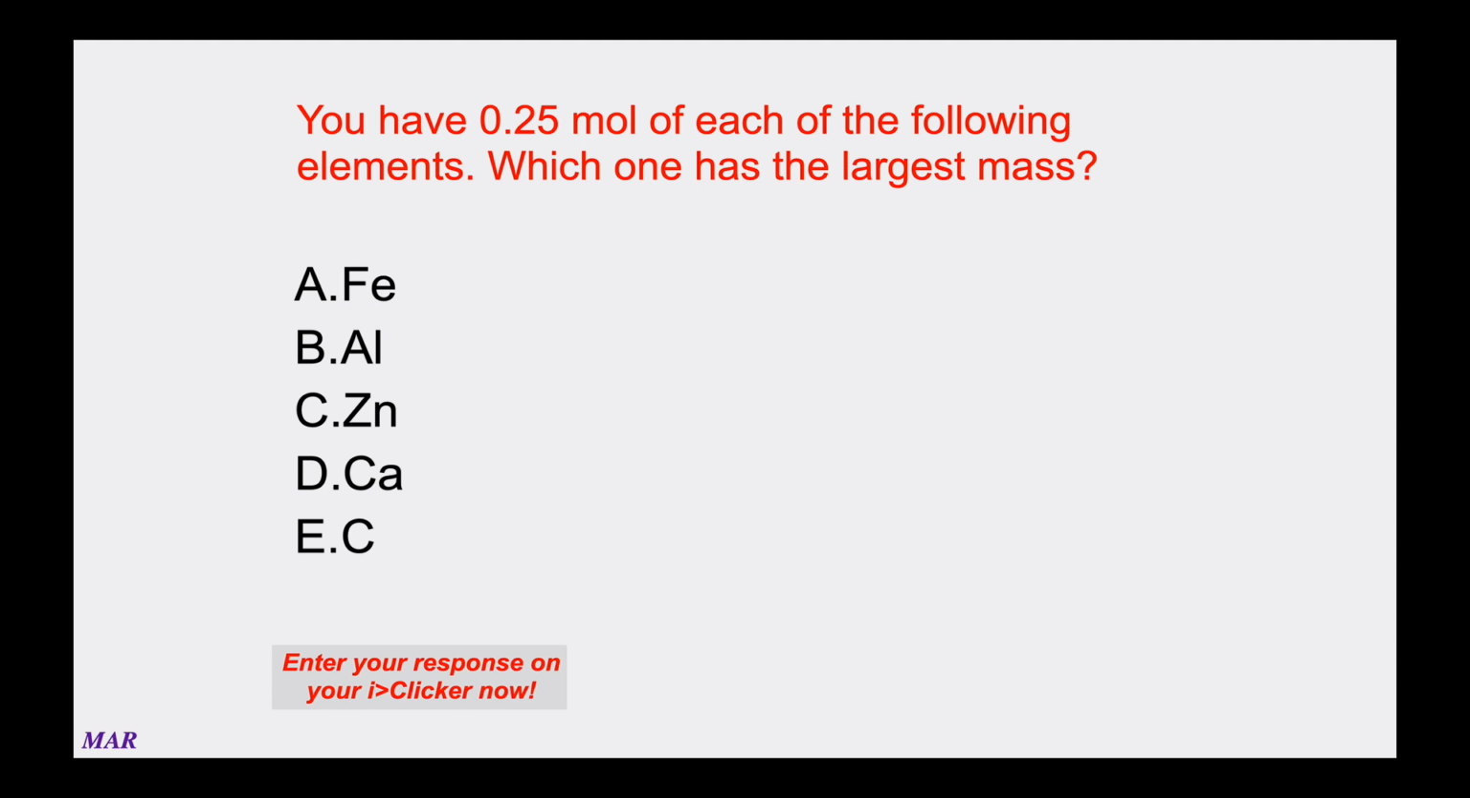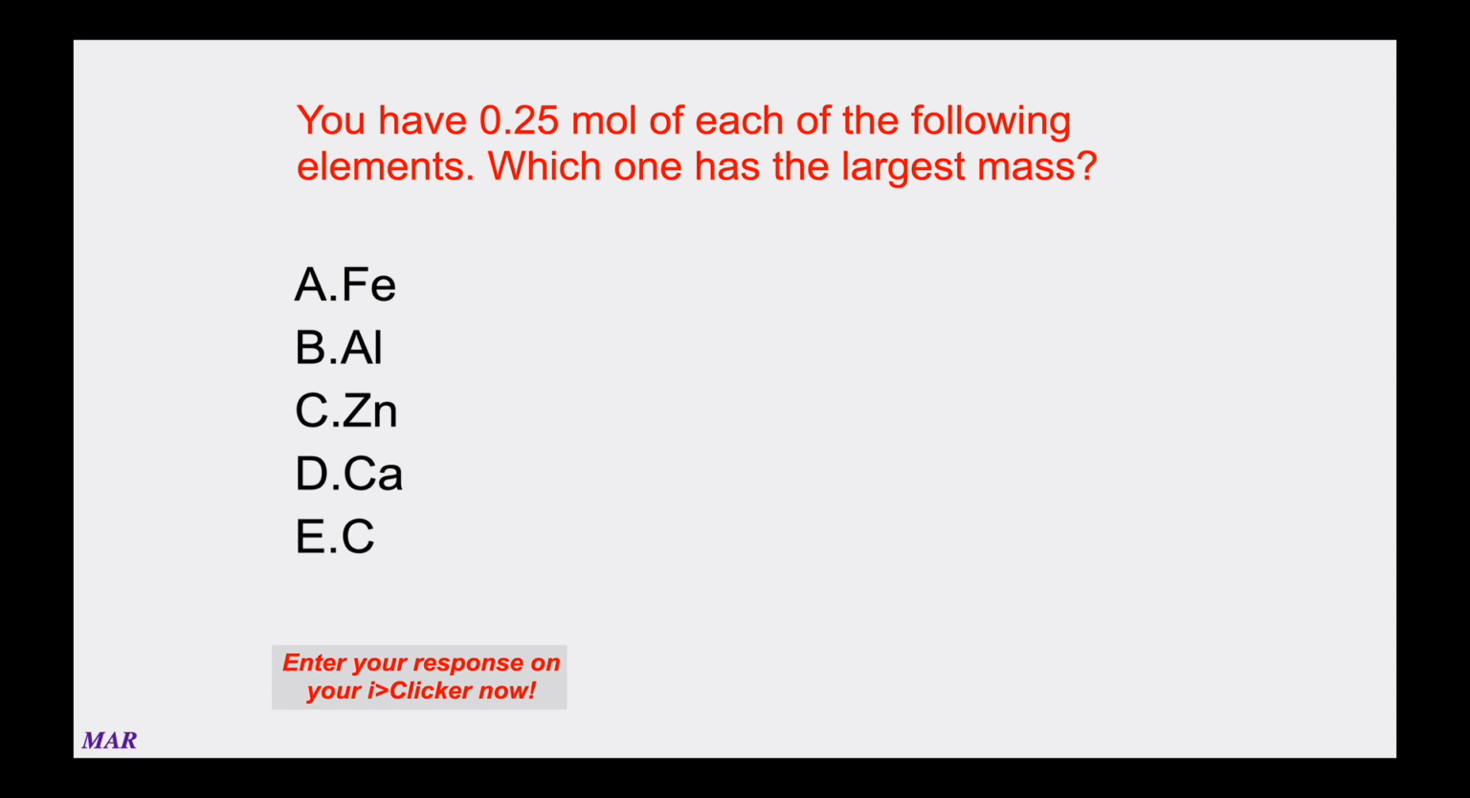So as an example, on A, on my periodic table, if I look at iron, number 26, the 55.845 number, that's the molar mass of that element. So I could take 0.25 moles and multiply it by 55.845, and that would tell how much mass was in 0.25 moles of iron. And I can do the same kind of thing for all those different ones.